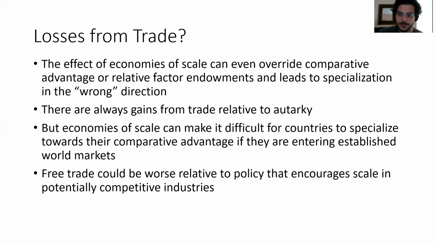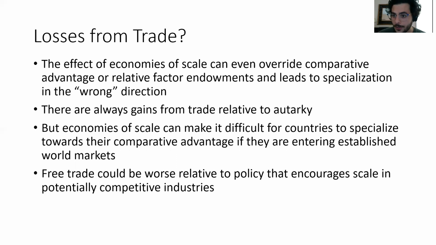Say that we aren't dealing with identical economies anymore. We're dealing with economies that do actually have some underlying comparative advantage, a difference in technology like in the Ricardian model, or a difference in relative factor endowments like in the Heckscher-Ohlin model. Well, it's possible for the effect of economies of scale to override these other sources of comparative advantage and lead to specialization in the wrong direction.